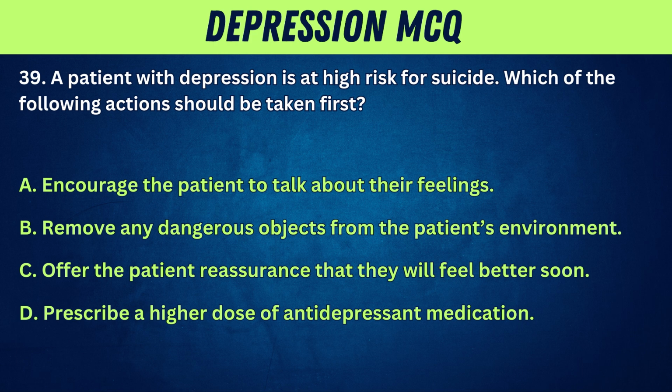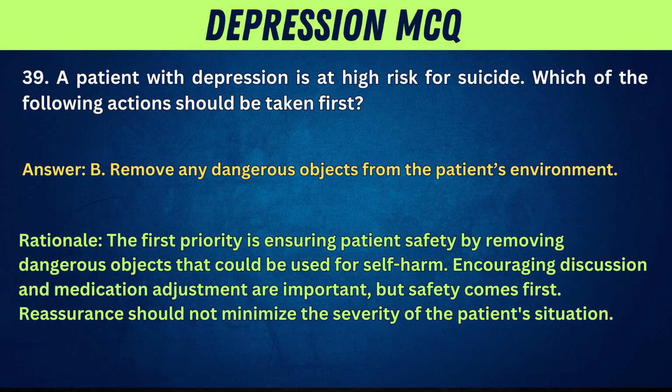39. A patient with depression is at high risk for suicide. Which of the following actions should be taken first? A. Encourage the patient to talk about their feelings. B. Remove any dangerous objects from the patient's environment. C. Offer the patient reassurance that they will feel better soon. D. Prescribe a higher dose of antidepressant medication. Answer: B. Remove any dangerous objects from the patient's environment. Rationale: The first priority is ensuring patient safety by removing dangerous objects that could be used for self-harm. Encouraging discussion and medication adjustment are important, but safety comes first. Reassurance should not minimize the severity of the patient's situation.